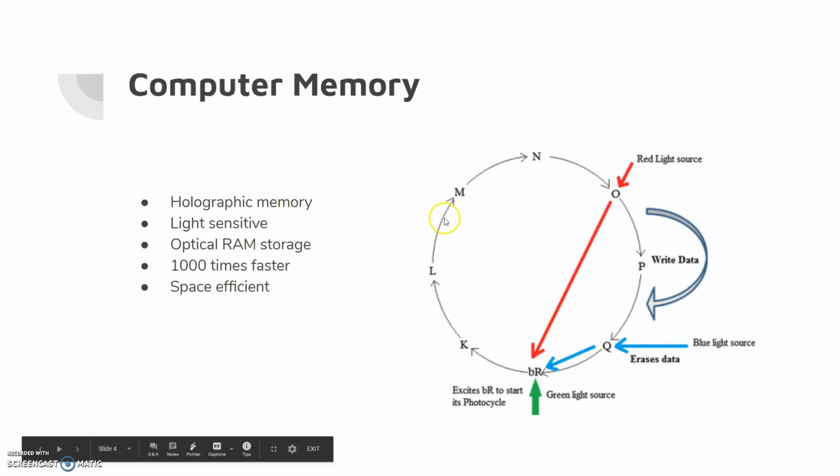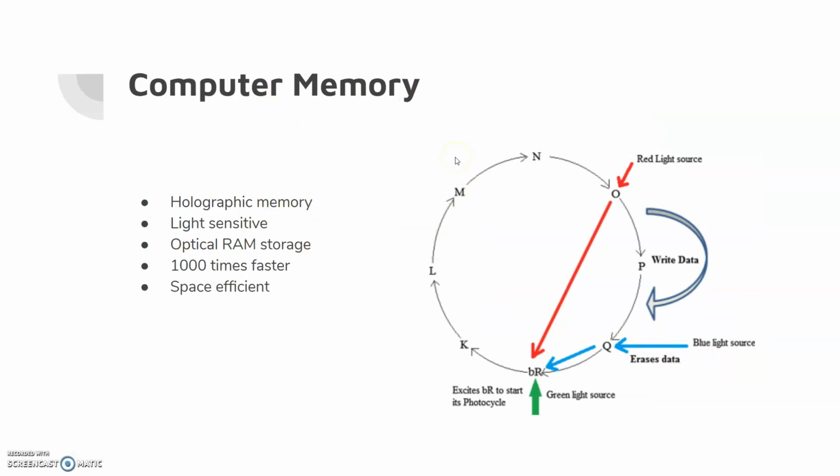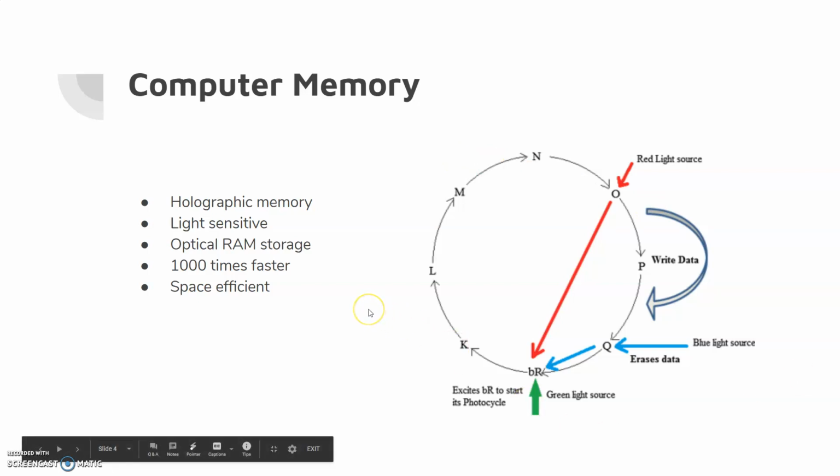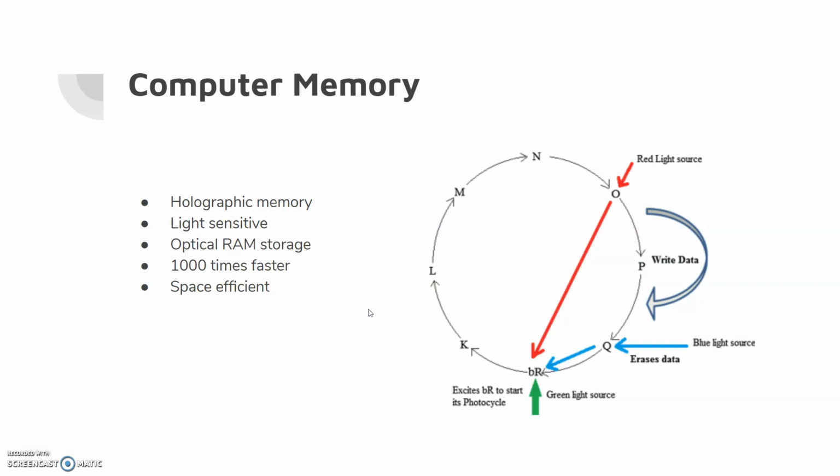There's also a use in this for computing memory. This protein reacts differently to different wavelengths of light. So it's light sensitive, it has two states, and you can see how that corresponds to the ones and zeros of standard computing memory. According to an article written in the 90s, it can be 1,000 times faster and more space efficient compared to, I guess, hard drives at the time.